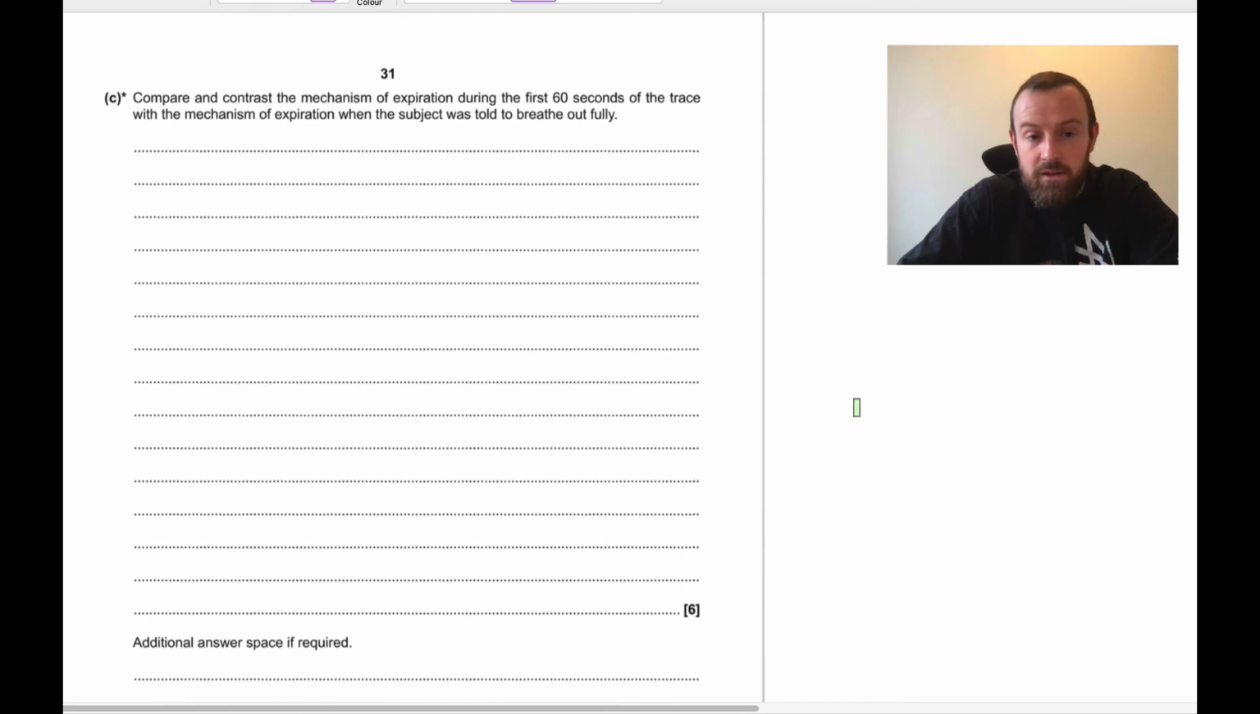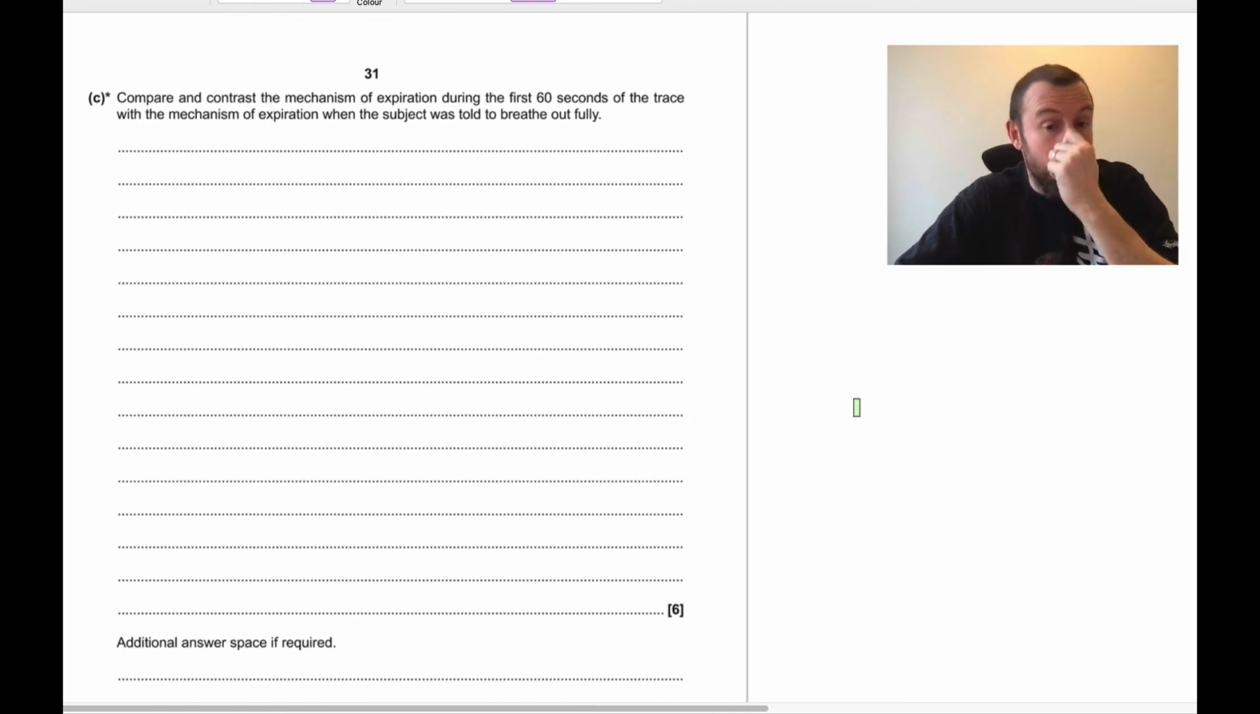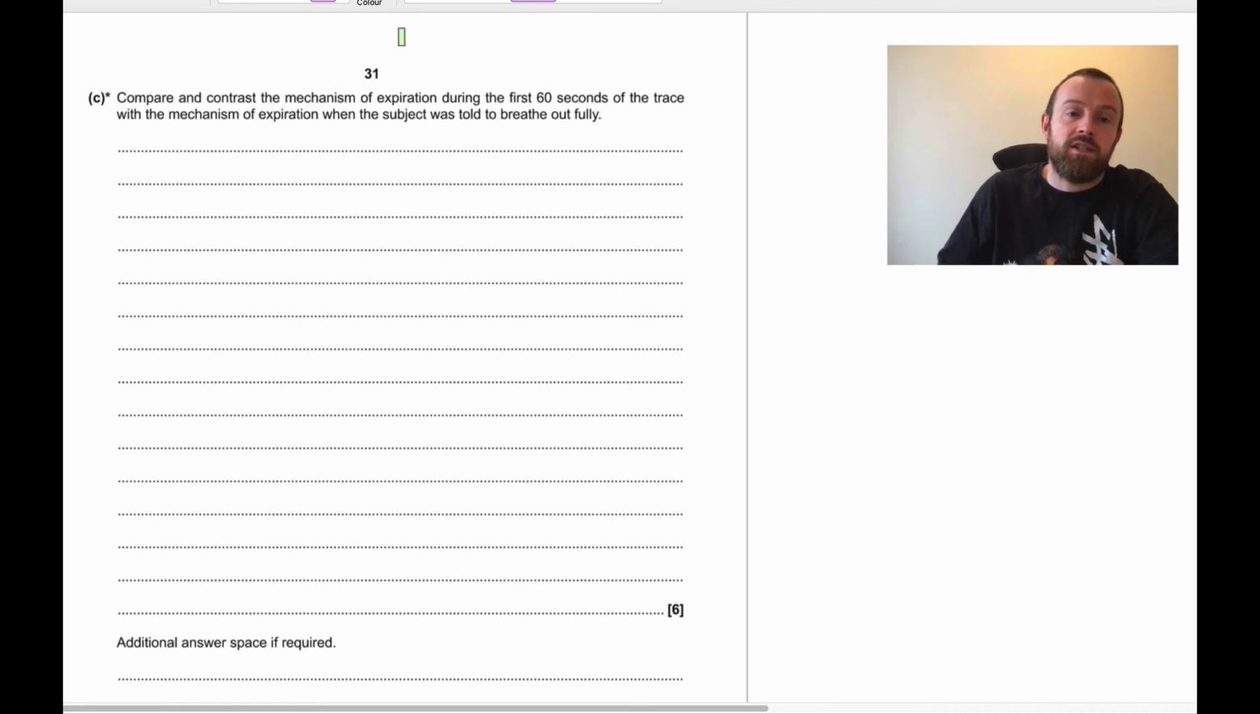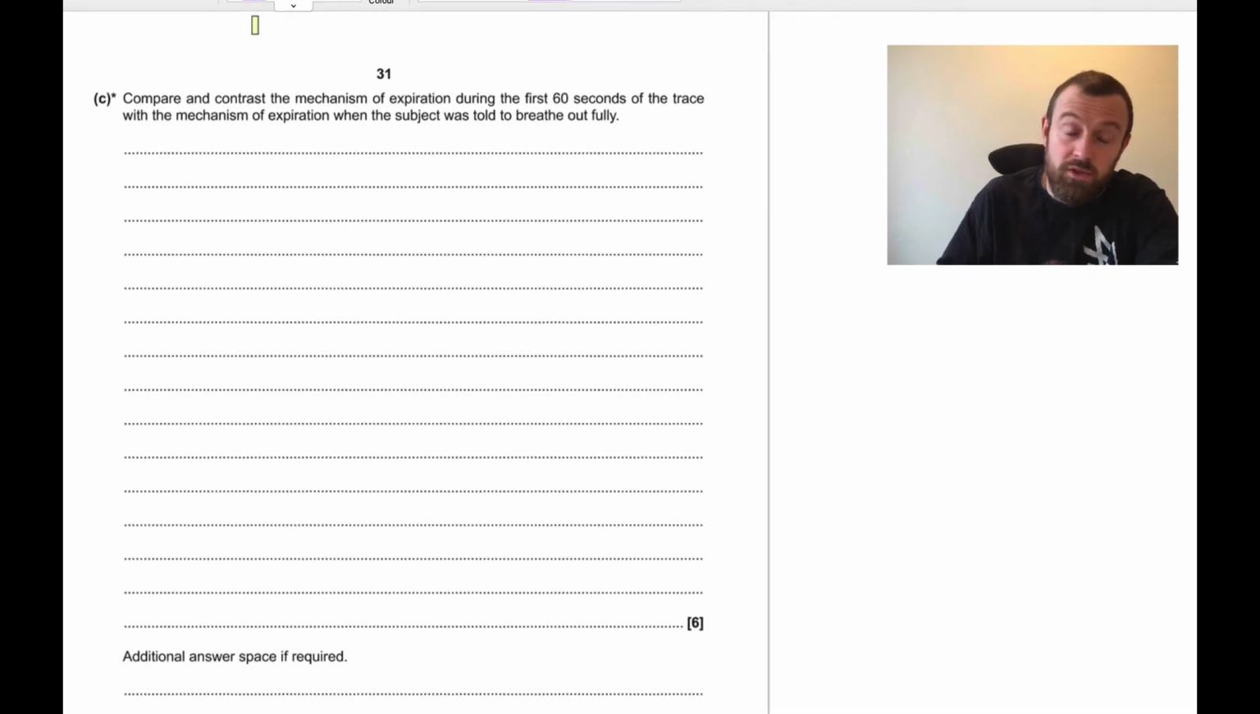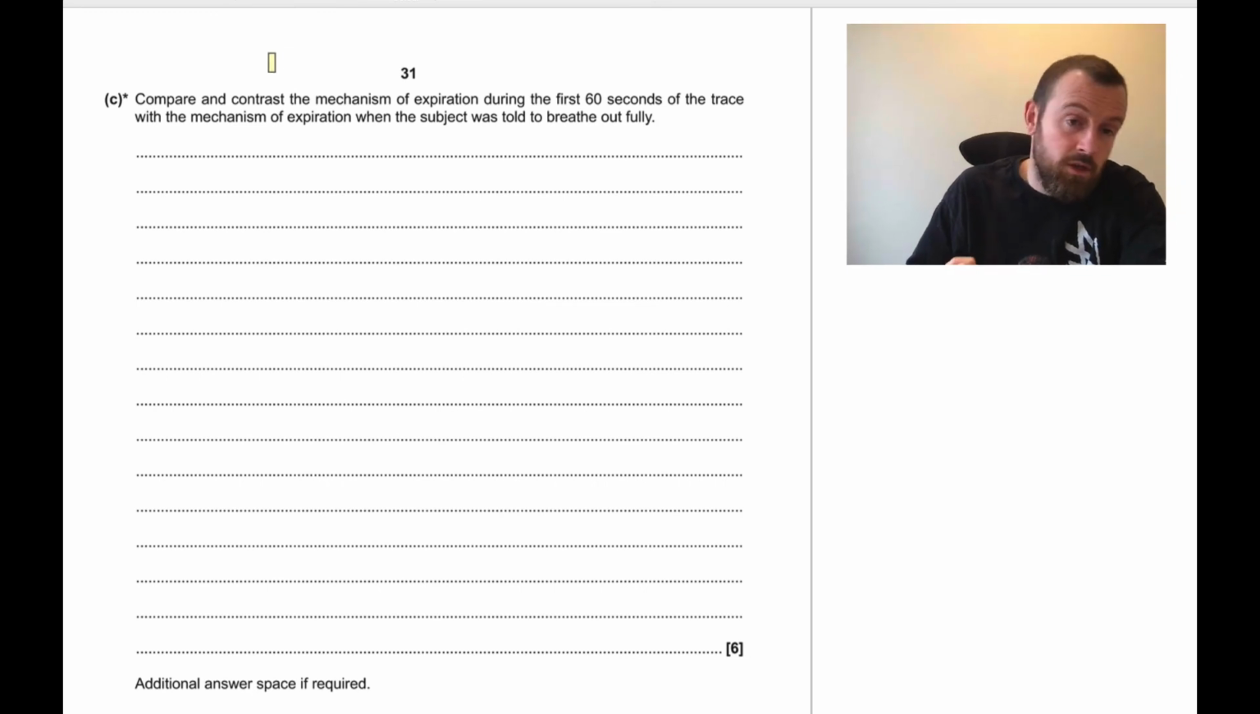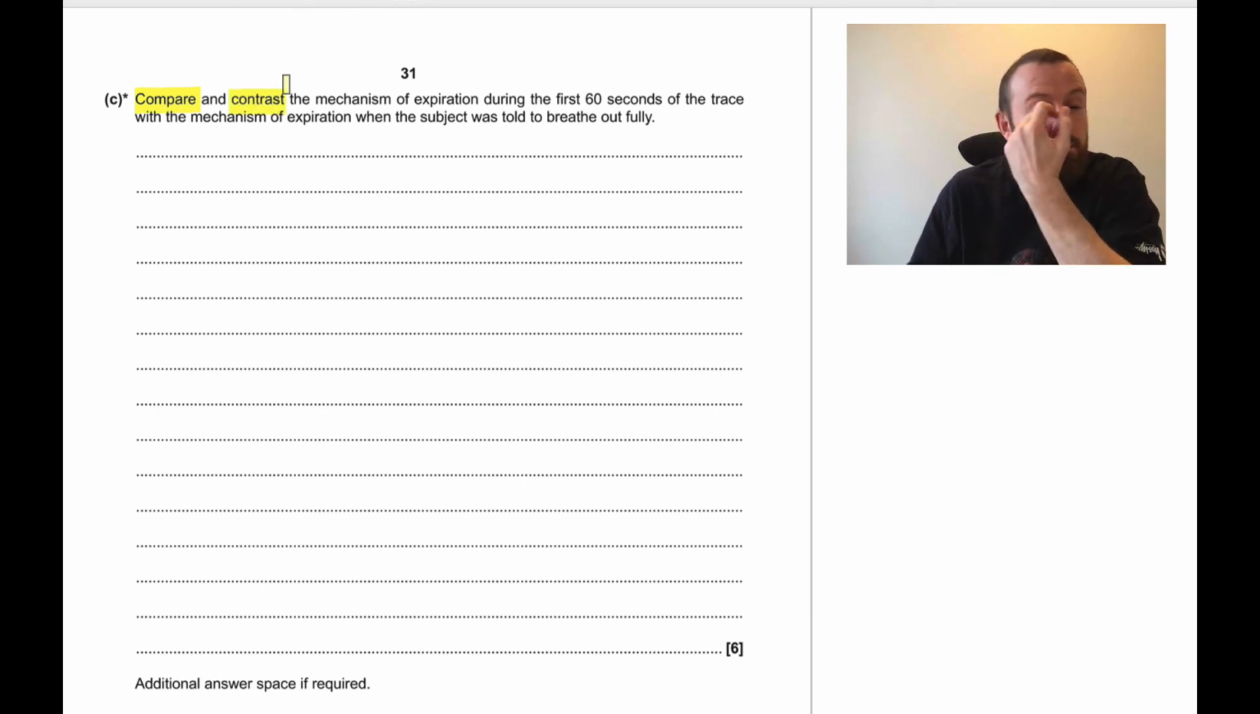So, remember what we said in the first 6 marker. It's very helpful to first analyze the question and understand what you're being asked to do. Because normally it's not just one thing, it's like 3 or 4 things. So let's look at it. Compare, okay, so that's similarities between. And contrast, that's differences between. The mechanism of expiration during the first 60 seconds versus when they were told to breathe out fully.